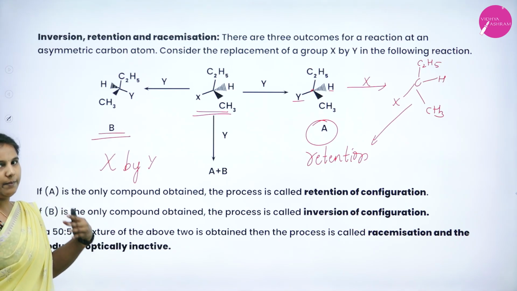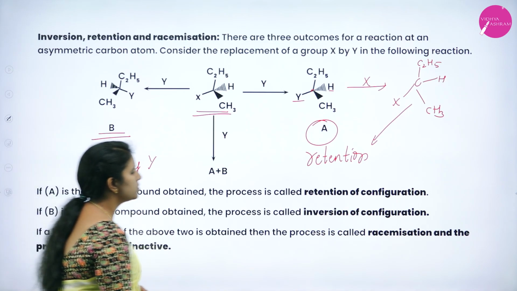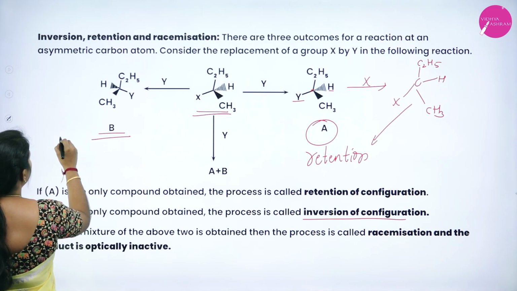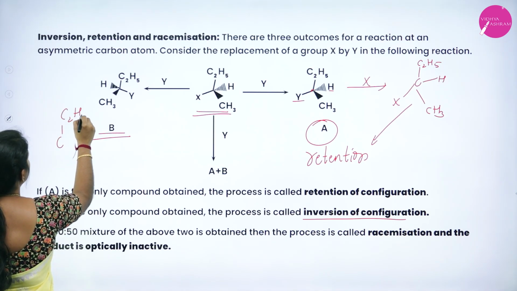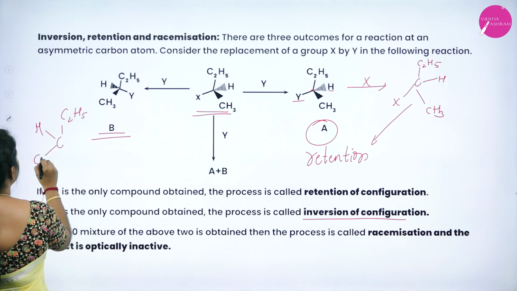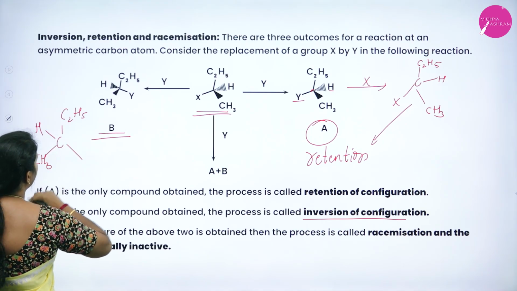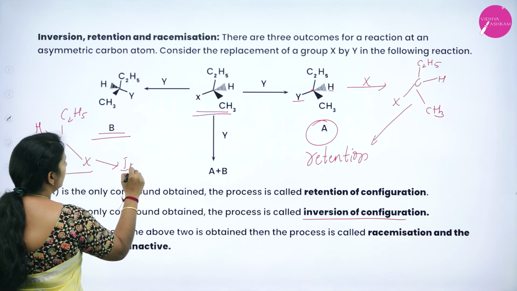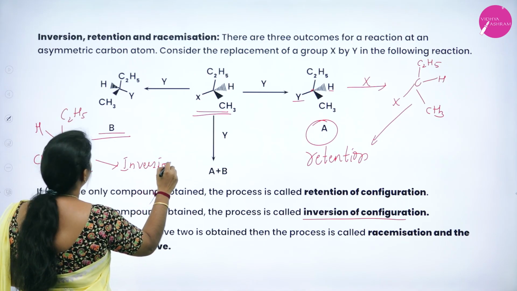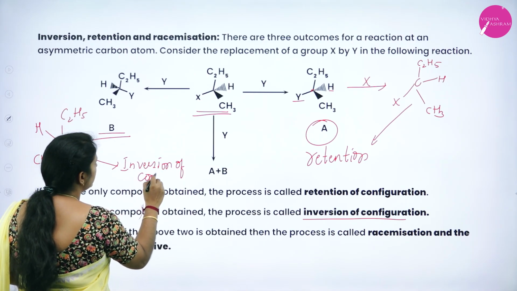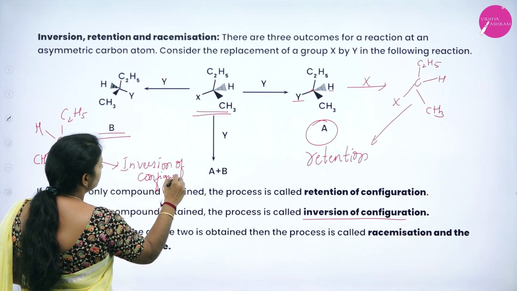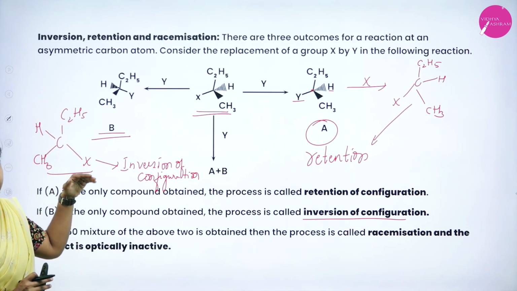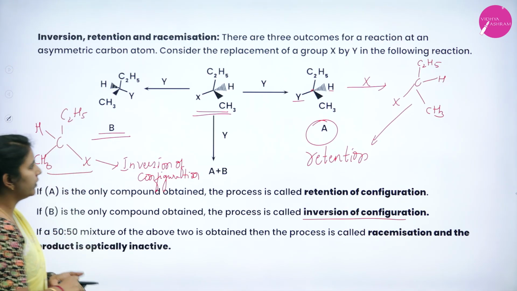Now I'll go with B. In B again you are replacing the X with the Y, and this is known as what? Inversion of configuration. You can see now, I can rewrite this structure as C2H5, and this is H, and this is CH3. Instead of writing the Y, I'll write X. And this is an example of inversion of configuration.